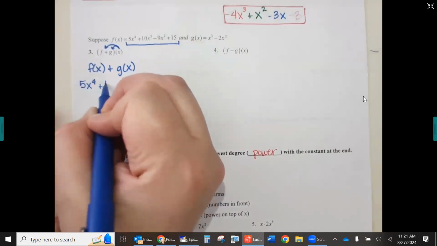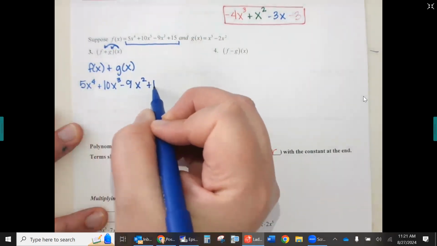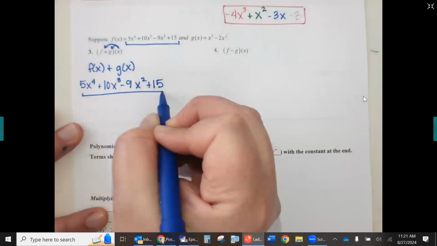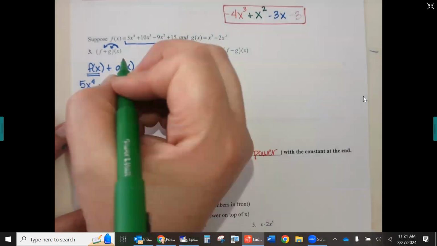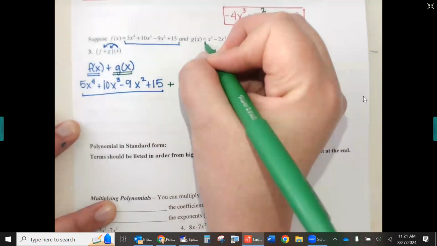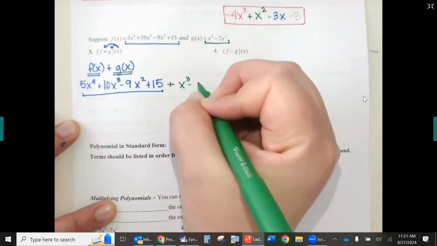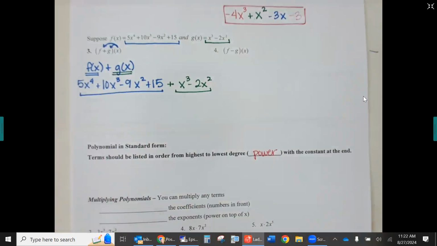So it'd be 5x^4 + 10x^3 - 9x^2 + 15. And all of that is your f formula. And then I'm going to put my plus, and then I'm going to copy down what my g formula is. My g formula is kind of short, thankfully. It's just x^3 - 2x^2. Now, quick question. Do I need to distribute this plus? No. You could, but it won't change anything. Only if it's a minus do you have to push it into each term.